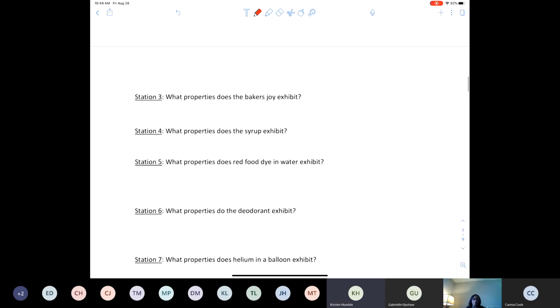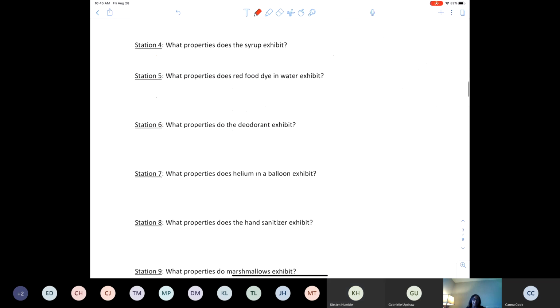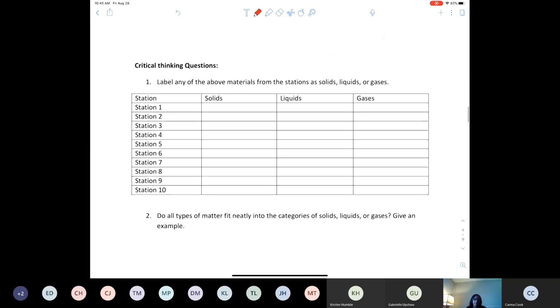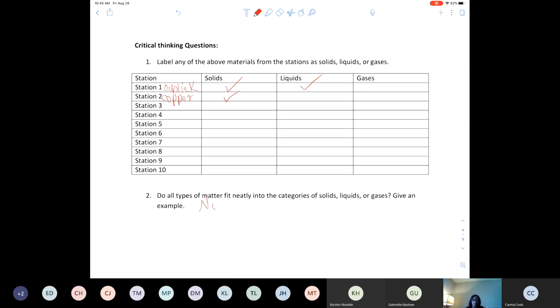And so based on my description of the properties of oobleck and of copper, I would say copper is just a solid, but I would say oobleck is a solid and a liquid. And then I can go ahead and answer question 2, because my very first product did not fit neatly into one category.